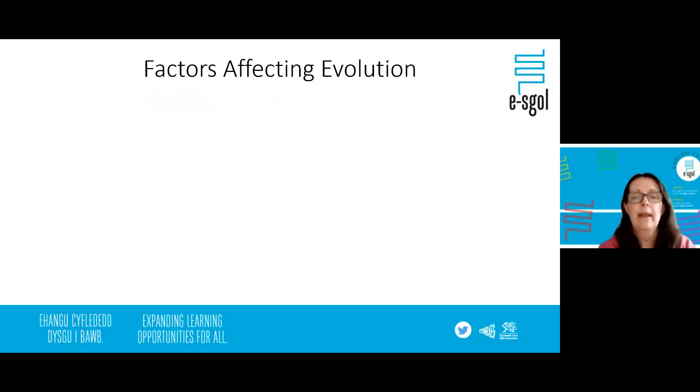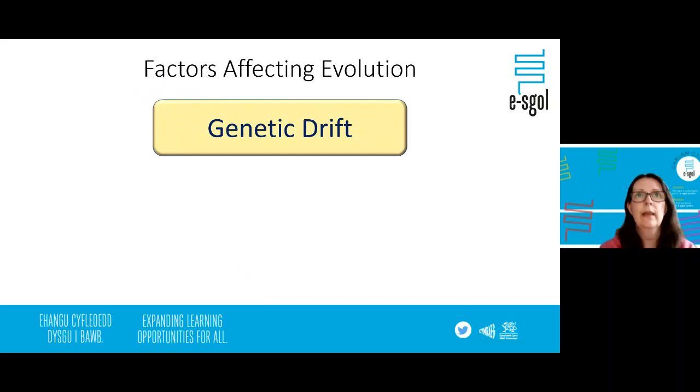But there are things that affect evolution and how evolution takes place. So just pause the film here and have a think about the things that might affect evolution. So let's have a look. There's this idea of genetic drift that we mentioned earlier. And this is when we have a very small change in the frequency of alleles. And it could be due to the fact that not all organisms reproduce within a population. And this is really noticeable in very small groups that become isolated from the full population.